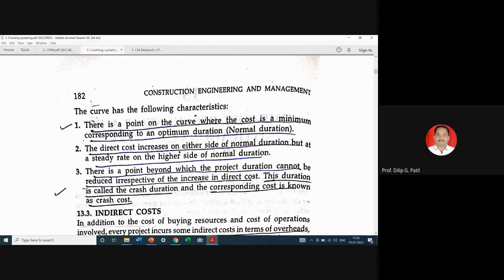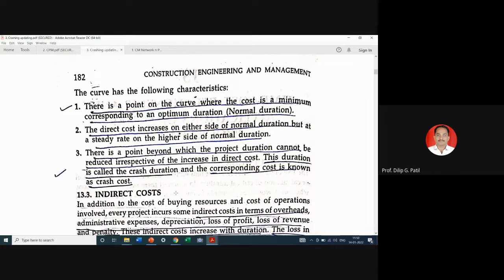There is a point beyond which the project duration cannot be reduced irrespective of increase in the direct cost. This duration is called crash duration and corresponding cost is crash cost.